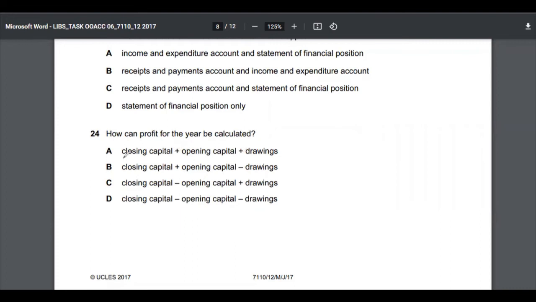So it's not going to be A and B. You have to just see whether it's plus drawings or minus drawings. Actually, the answer to this is plus drawings. So the answer to multiple choice 24 is 24C. So the difference between opening and closing capital and then adds drawings to it. And the answer to multiple choice 24 is option C.